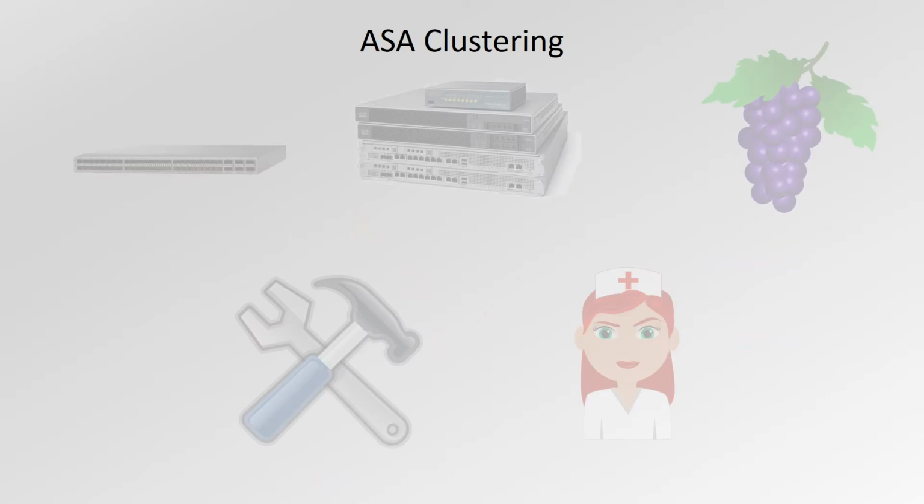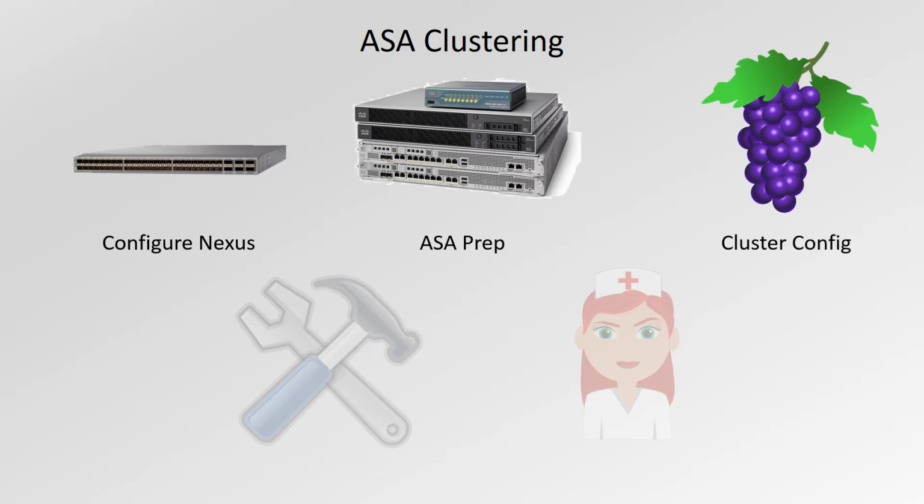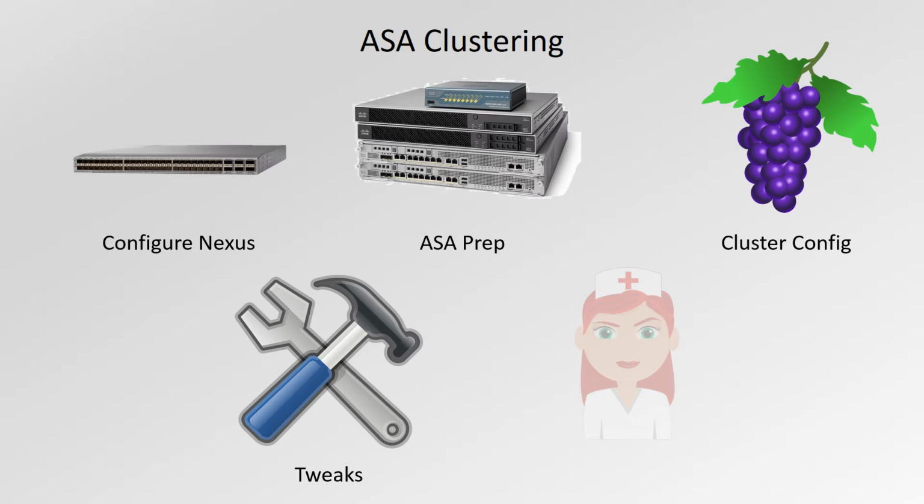Configuration is going to take place in 5 parts. Firstly, we'll look at the Nexus configuration. As already mentioned, the vPC domain will be pre-configured. Next, we'll prepare the ASA for clustering. This includes setting global parameters and configuring the interfaces. Third, we'll look at the actual cluster configuration. We'll also have a look at a few settings that can be tweaked. And finally, we'll see how to check cluster health, enable and disable members, and so on.